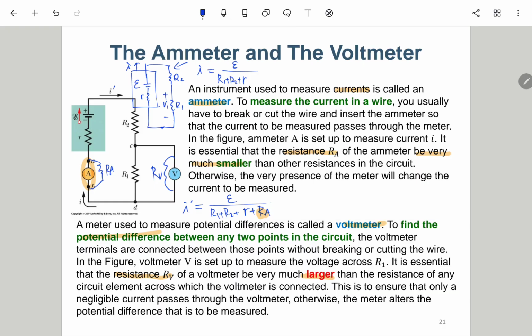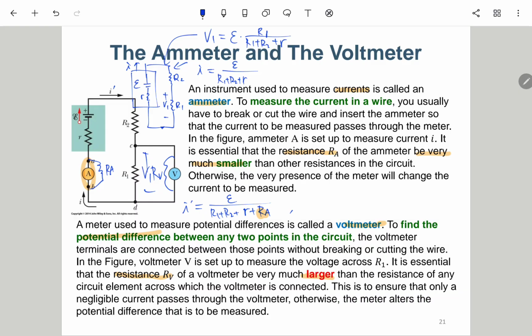So in that case, this is V1 we would like to measure. Originally, based on this circuit, V1 will be E times R1 over R1 plus R2 plus r, that is, we multiply by R1. It will be like that.